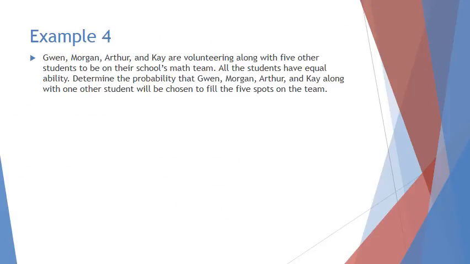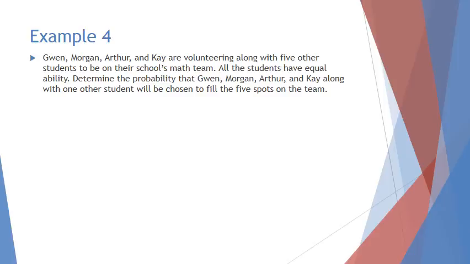Example 4. Gwen, Morgan, Arthur, and Kay are volunteering along with 5 other students to be on their school's math team. That is a great thing to try to do. All the students have equal ability. Determine the probability that Gwen, Morgan, Arthur, and Kay, along with one other student, will be chosen to fill the 5 spots on the team.